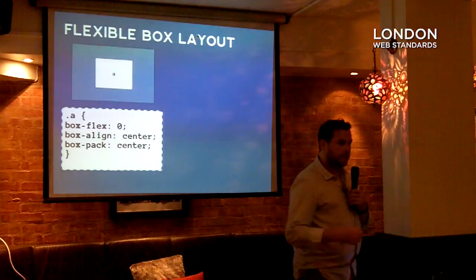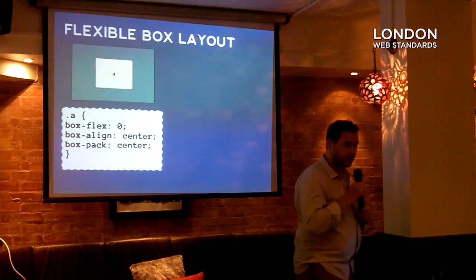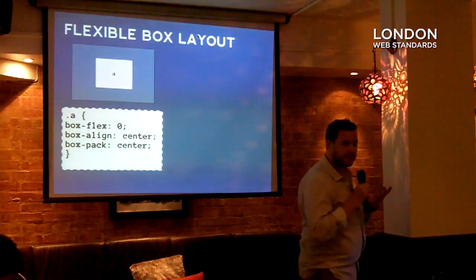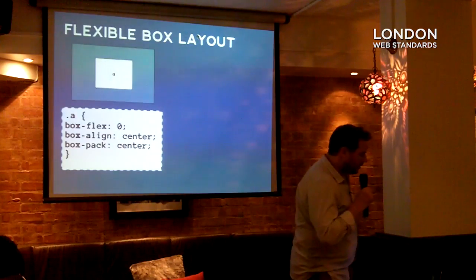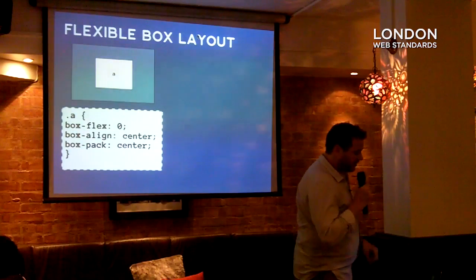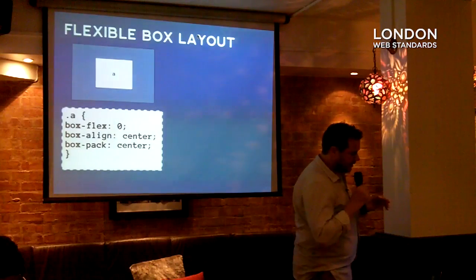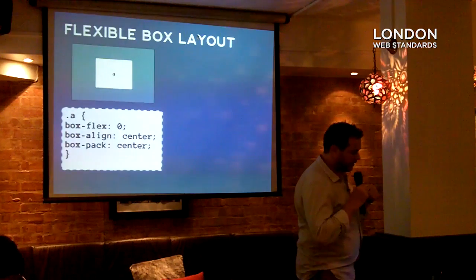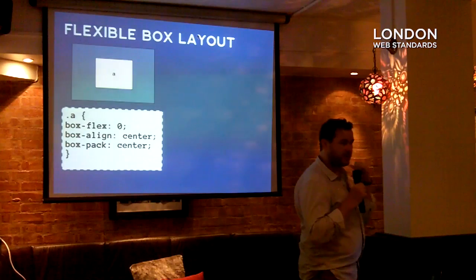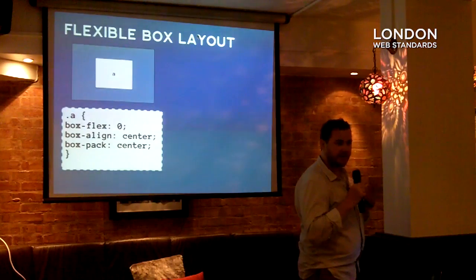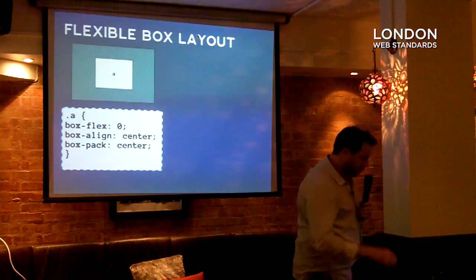You can also do vertical centering, which is again something that's been ridiculously complicated to do up to now. You just set the child element to have a box flex value of 0, and tell it to be aligned centrally and to be packed centrally. Why they call this box pack, I have absolutely no idea. I genuinely don't. It's beyond me.